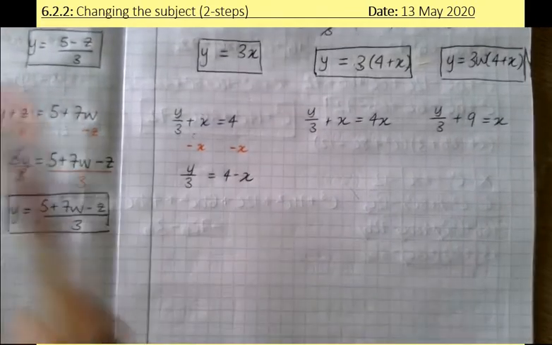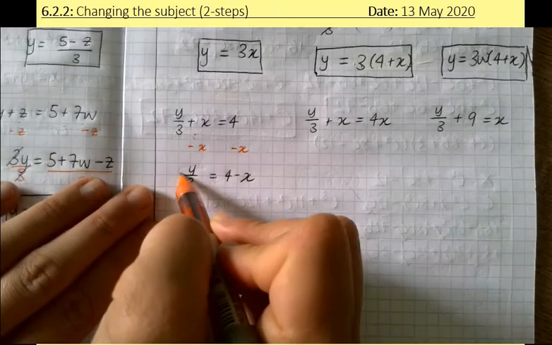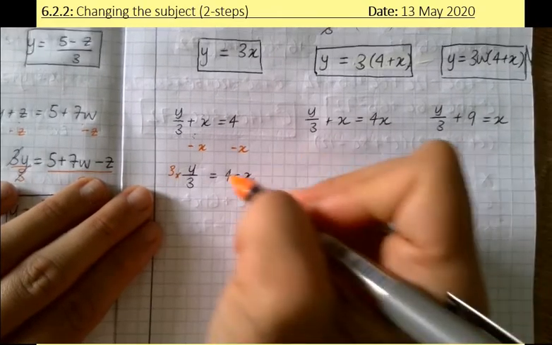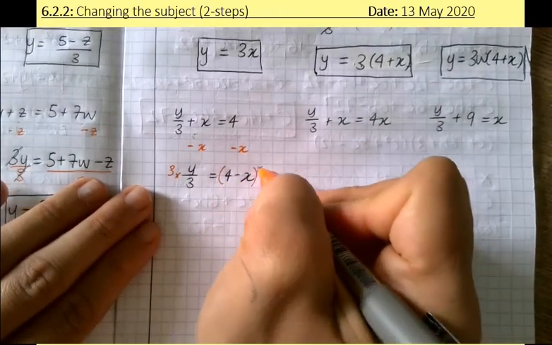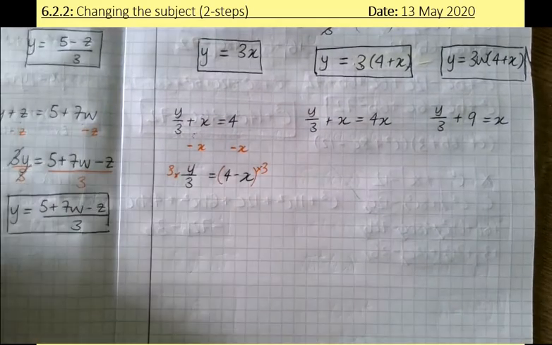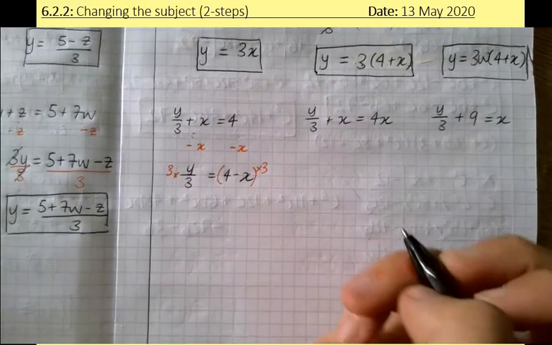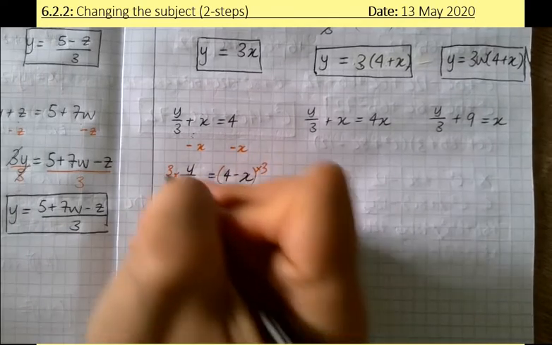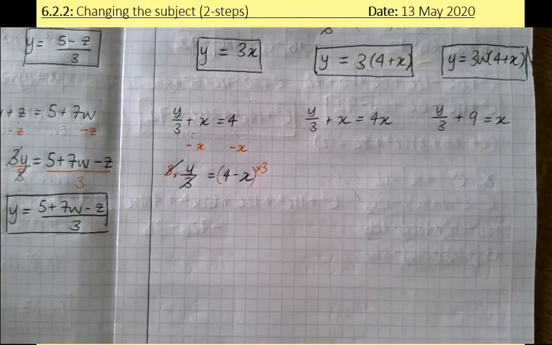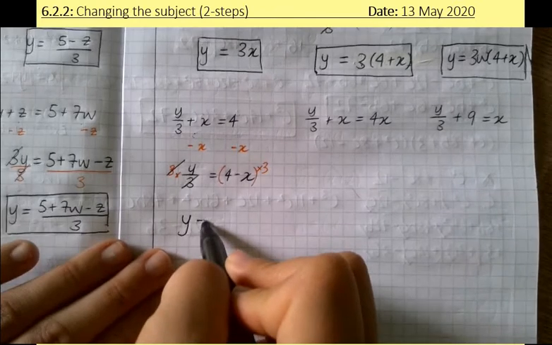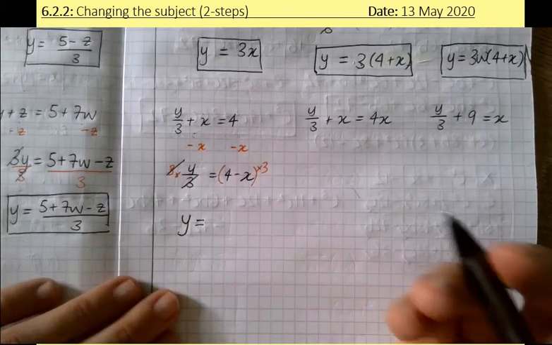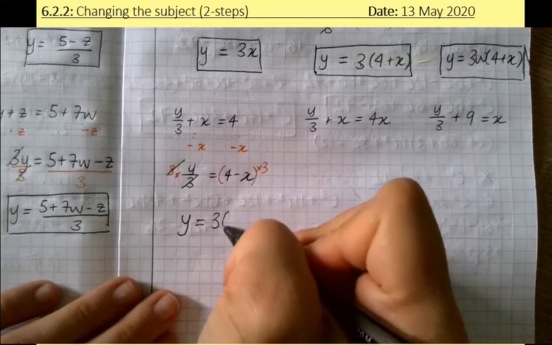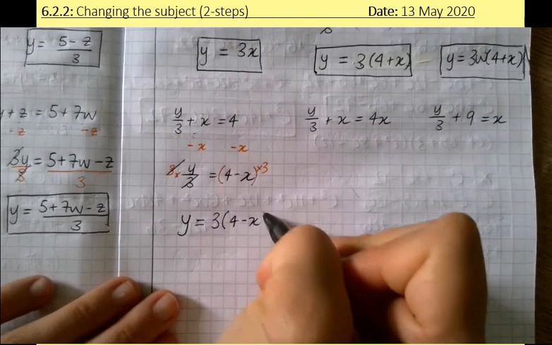And then to eliminate divide by 3, we will multiply by 3 on both sides. But remember, everything needs to be multiplied by 3 on the right hand side. So the left hand side, I'll multiply by 3, divide by 3, cancel to give us y equals, and then on the right hand side we're going to have 3 multiplied by 4 take away x.